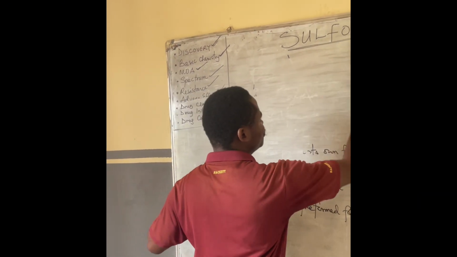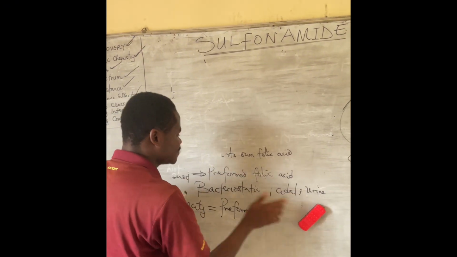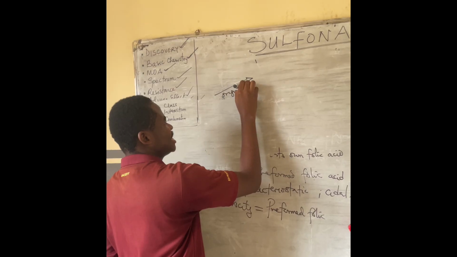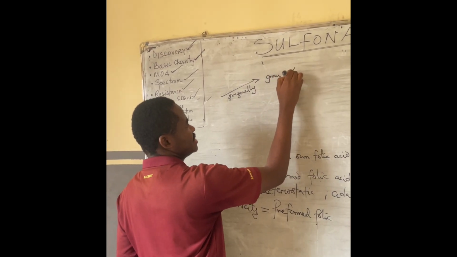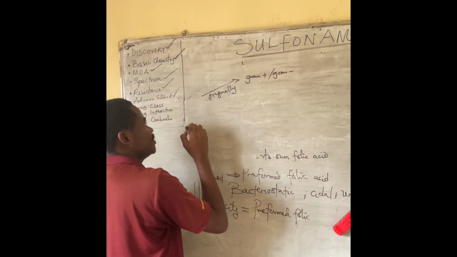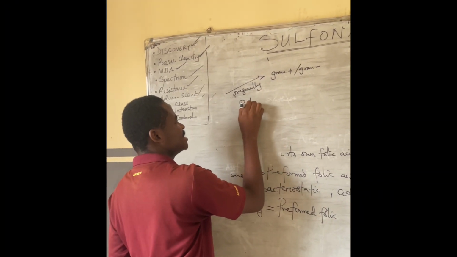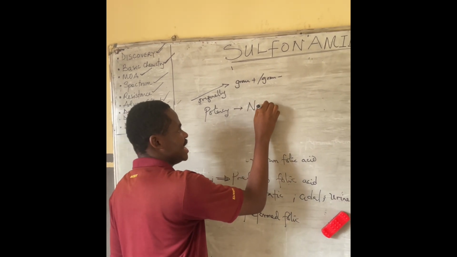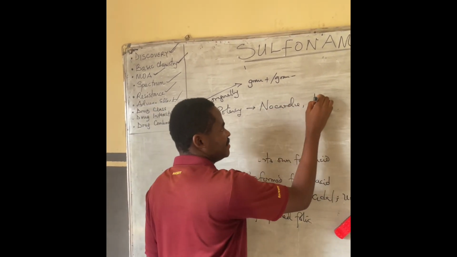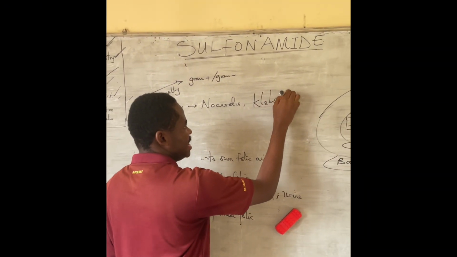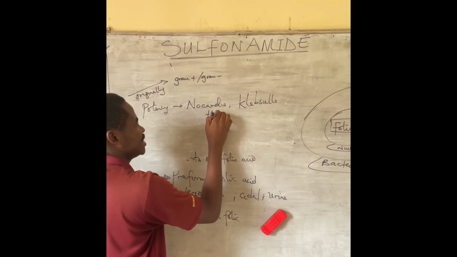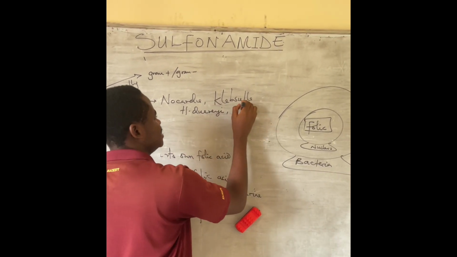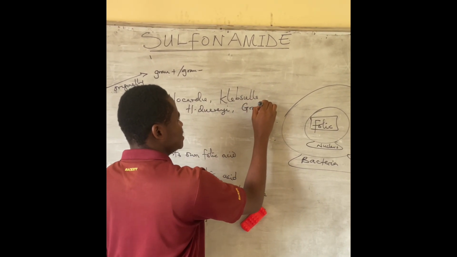Now for the spectrum, sulfonamide was originally used with action on gram-positive and gram-negative bacteria. That was originally. But nowadays, we have seen that potency has been limited to just a few bacteria. Bacteria like Nocardia, Klebsiella, Haemophilus ducreyi, and granulomatis.